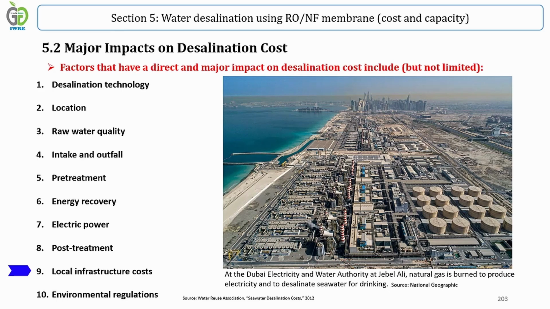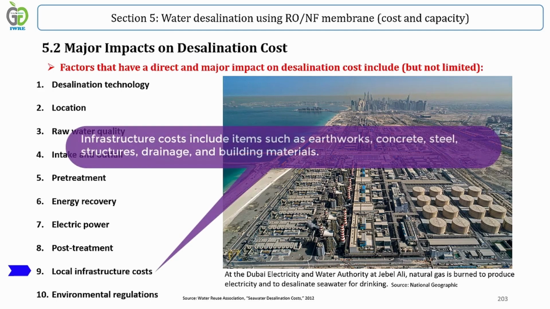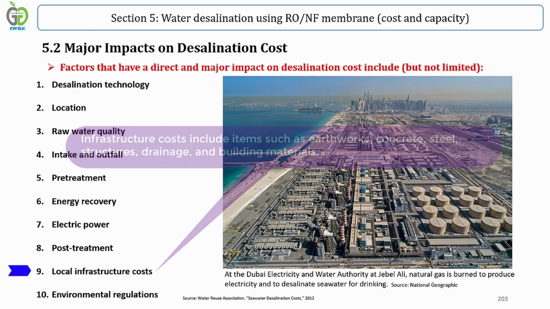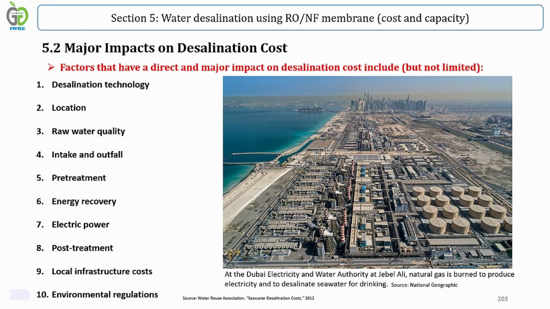Local infrastructure costs. Infrastructure costs include items such as earthworks, concrete, steel, structures, drainage, and building materials. Depending on the location of the plant, the cost for each of these items can vary significantly. Environmental regulations. Each geographic region will have its own set of environmental rules and regulations, and this can also vary from state to state within a single country.